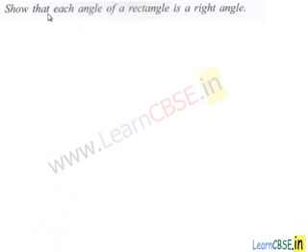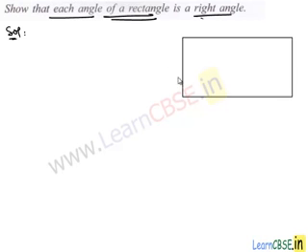Let's move to the next question. Here we have to show that each angle of a rectangle is a right angle. So let's work out the problem. According to the problem, we take ABCD as a rectangle. And we have to prove that in this rectangle, each angle is 90 degrees.